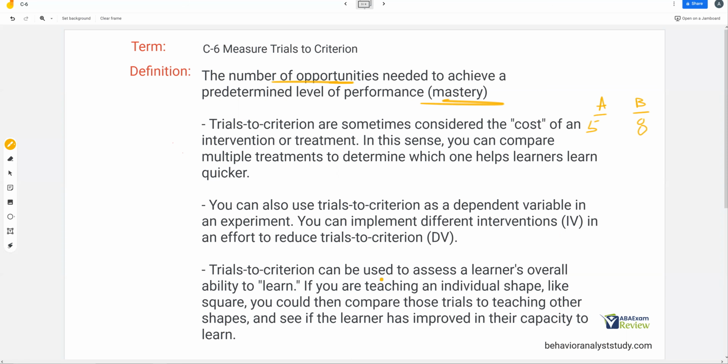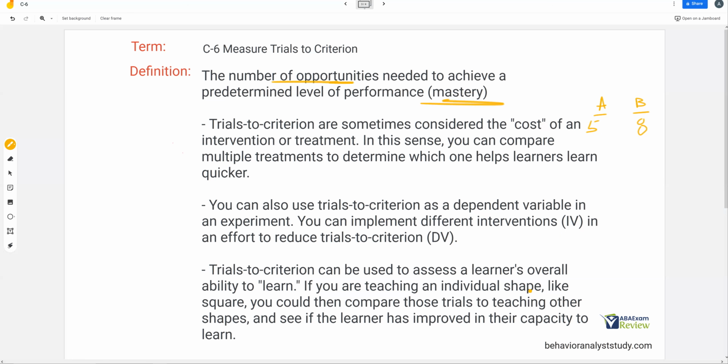And then finally, you can use it to assess learners' overall ability to learn. If we think about certain learners versus other learners, we might consider one learner a quicker learner. And what do we mean by quicker? Well, we mean they get to mastery faster than the other person. If I'm teaching two learners addition problems, whatever learner gets to mastery quicker, we'll consider that learner's ability to learn more prevalent, right? It's going to be better. They've reached mastery quicker. In other words, their trials to criterion were lower.